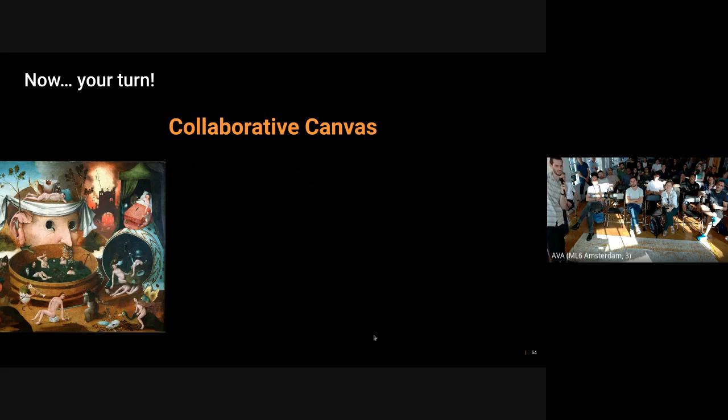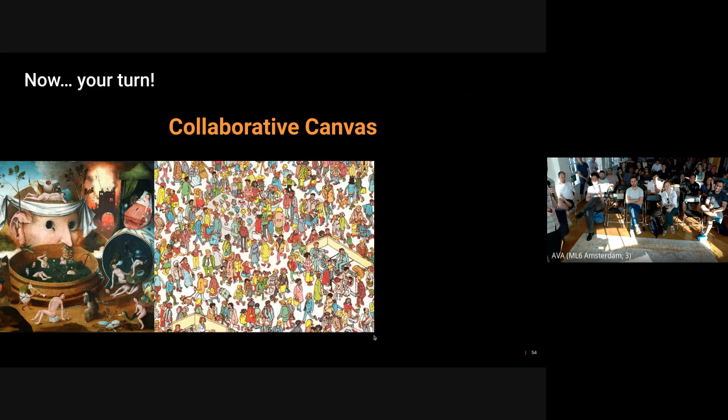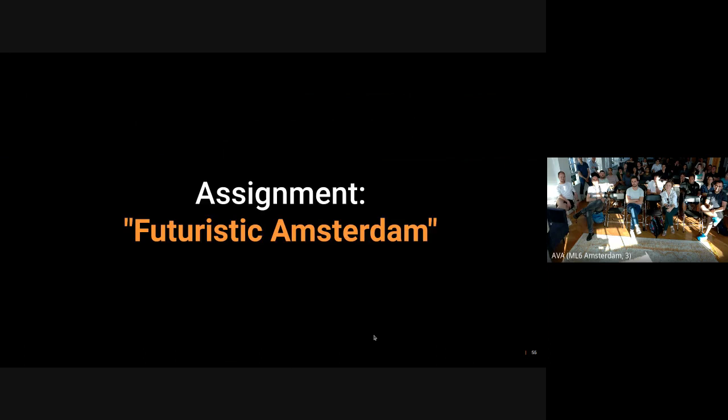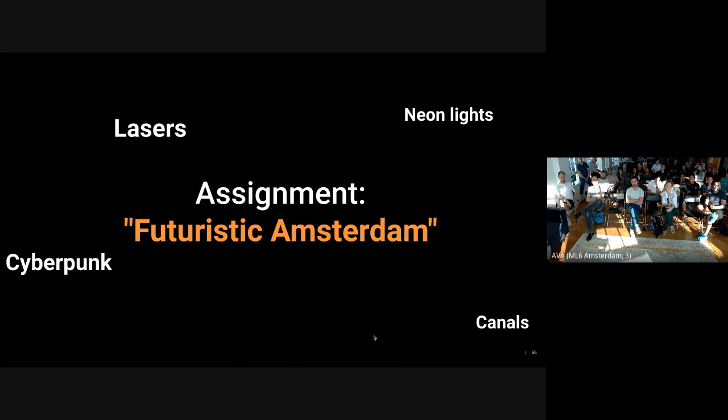All right, so now it's your turn. We're gonna make something all together. It's a collaborative canvas. So think things like Oikonomou's boss, like very intricate paintings, or things like Where's Waldo, or a zoo. So we're gonna try to make something like that, something very elaborate with a lot of parts to it. And the assignment I'm gonna give you is futuristic Amsterdam. It's very far-fetched. So think things like cyberpunk, lasers, neon lights, canals, robots.